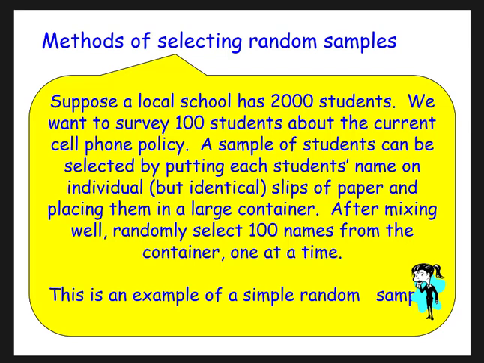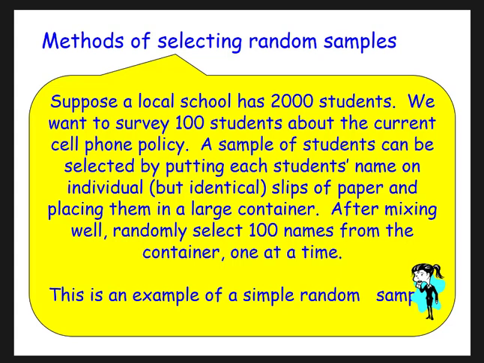So here we suppose a local high school has 2,000 students. We want to survey 100 students about the current cell phone policy. A sample of students can be selected by putting each student's name individually on identical slips of paper, placing them in a large container, and after mixing them well, randomly selecting 100 names. This is an example of a simple random sample. It is the best kind of sample to take.